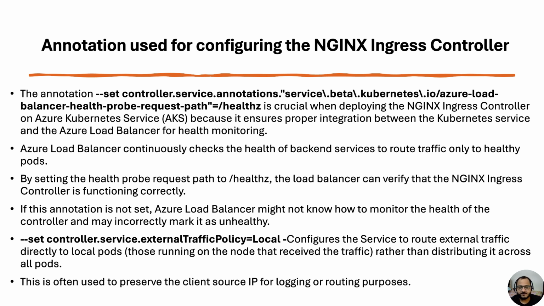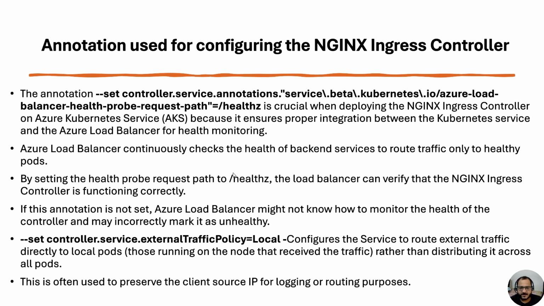So this is a very important annotation which you have to use in your AKS cluster while installing the Nginx Ingress Controller. Without this, your Nginx Ingress Controller might not work. And the other one, controller.service.externalTrafficPolicy equal to Local, is basically used to preserve the client's source IP for logging or routing purposes. This is optional, so if you want, you can install it. Otherwise, the first one is mandatory during the installation of the Nginx Ingress Controller.